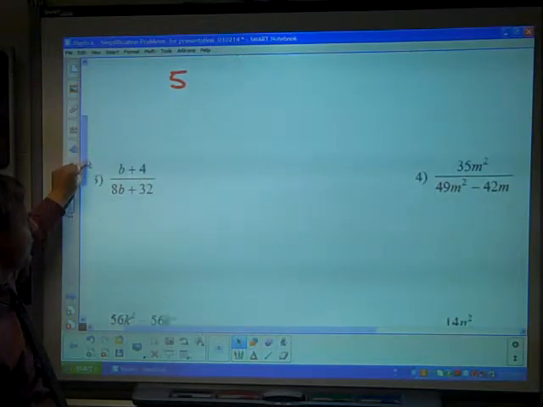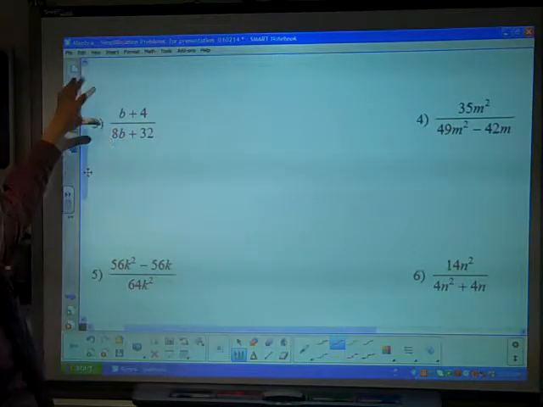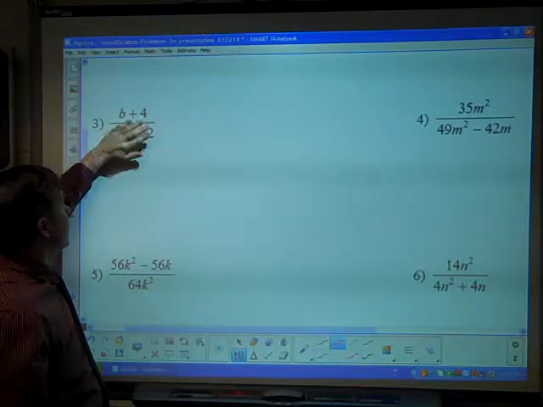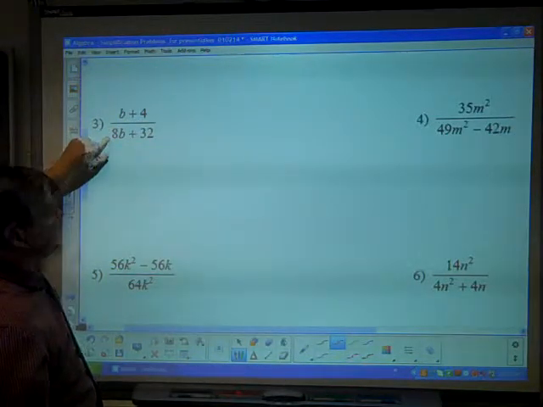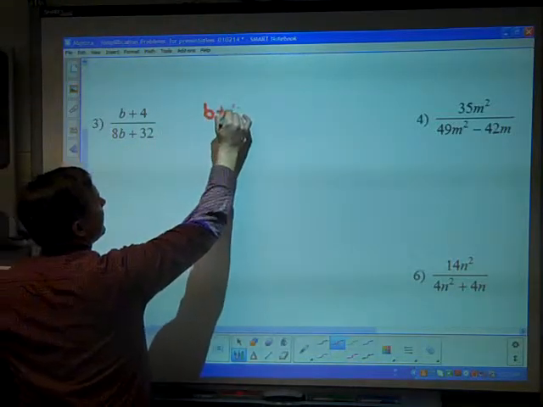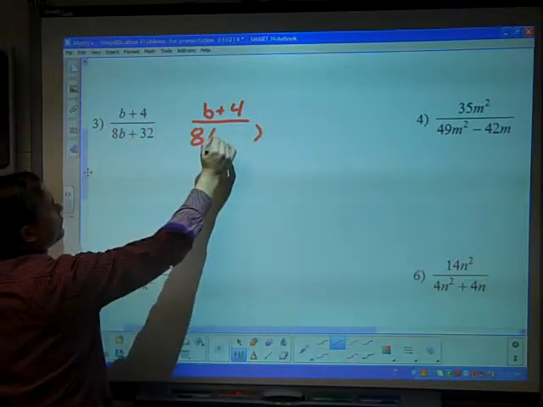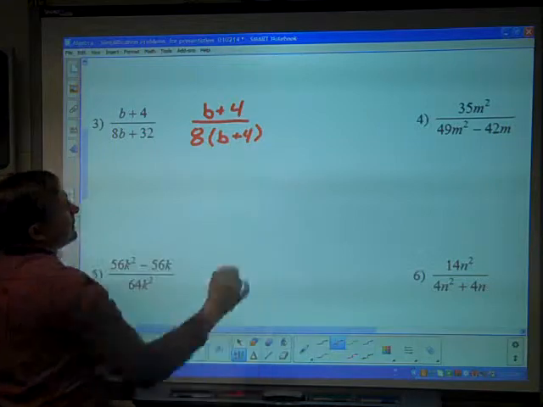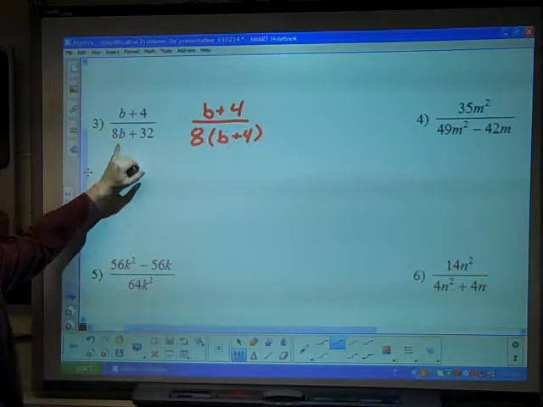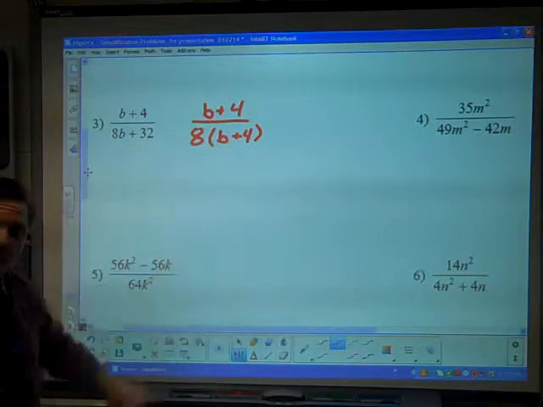So if I move down to number 3, and again, we've got to make products. I have sums. There's nothing I can cancel here. Nothing is the same. There is nothing common in the numerator. What's common in the denominator? I should be able to see that 8 is common. And again, if you pull an 8 out, you get the 8 times b plus 4 is equivalent to 8b plus 32. You distribute this, you should be able to see that the denominators are equivalent.